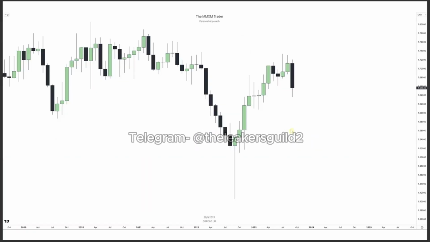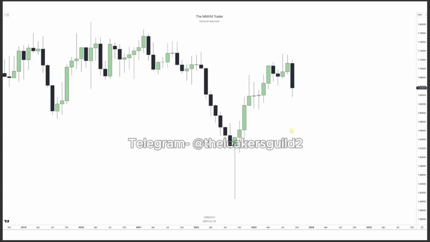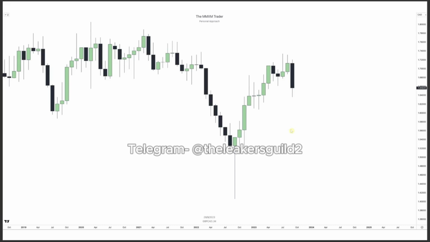So we've got a GBP-CAD monthly chart. We're going to do exactly the same as we did with the last chart. We start off with the monthly time frame, right? Then we dive into the weekly, and then we go to the daily to see where the opportunities lie.